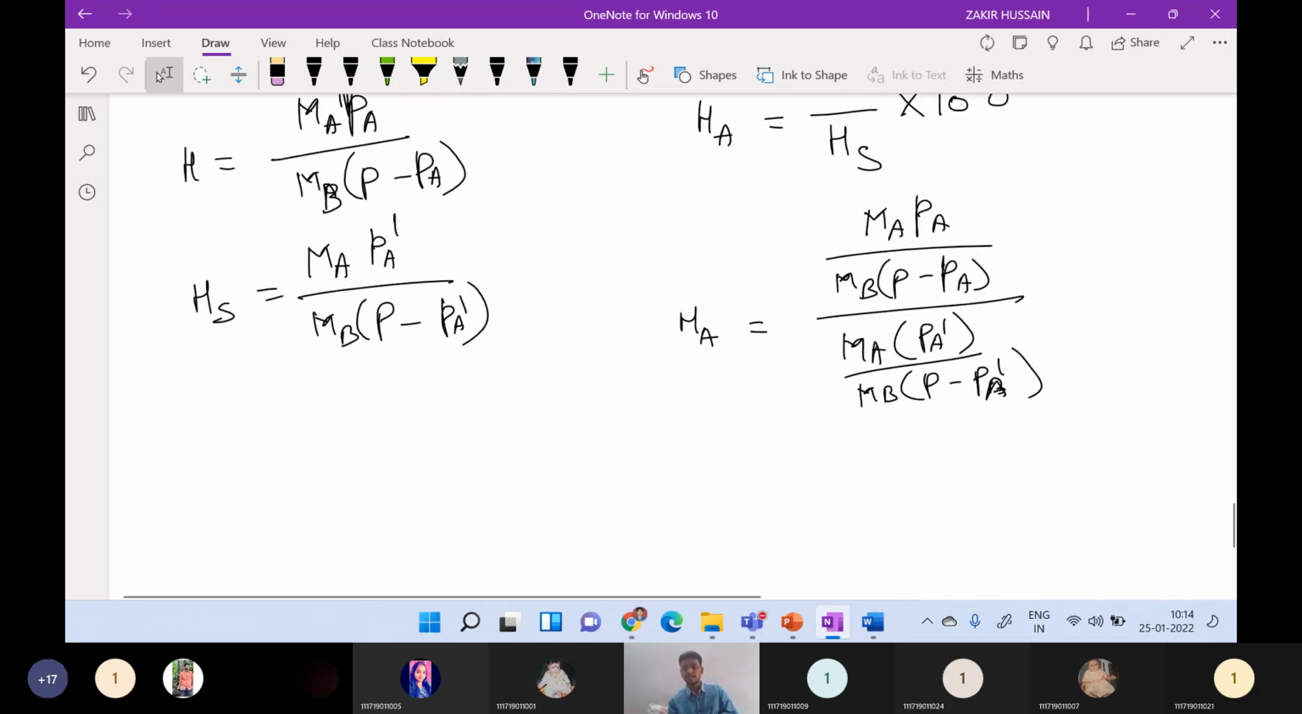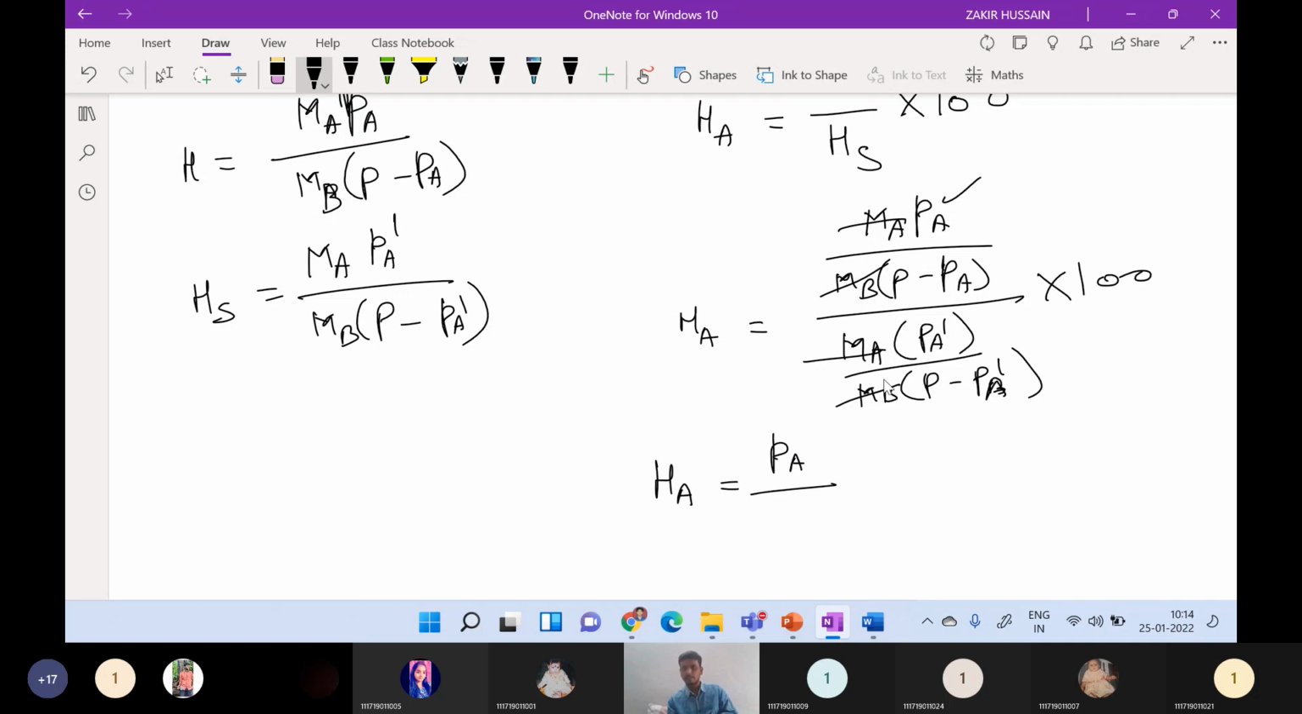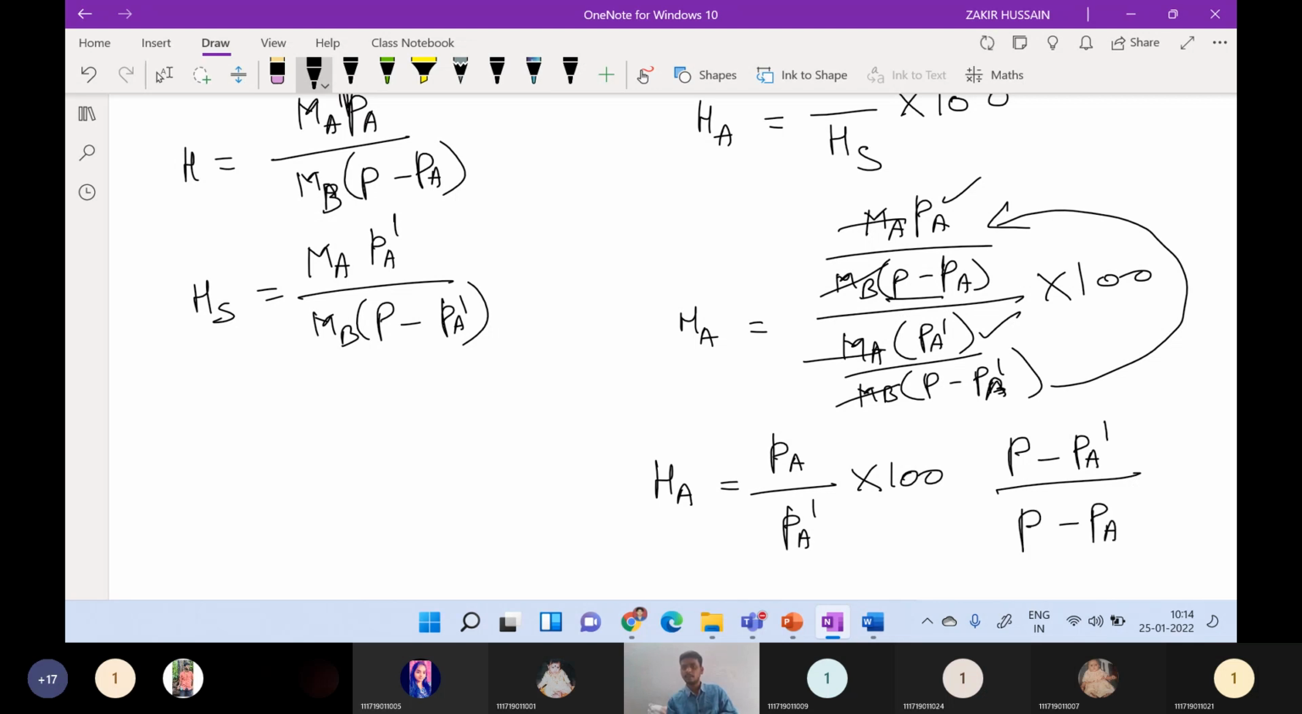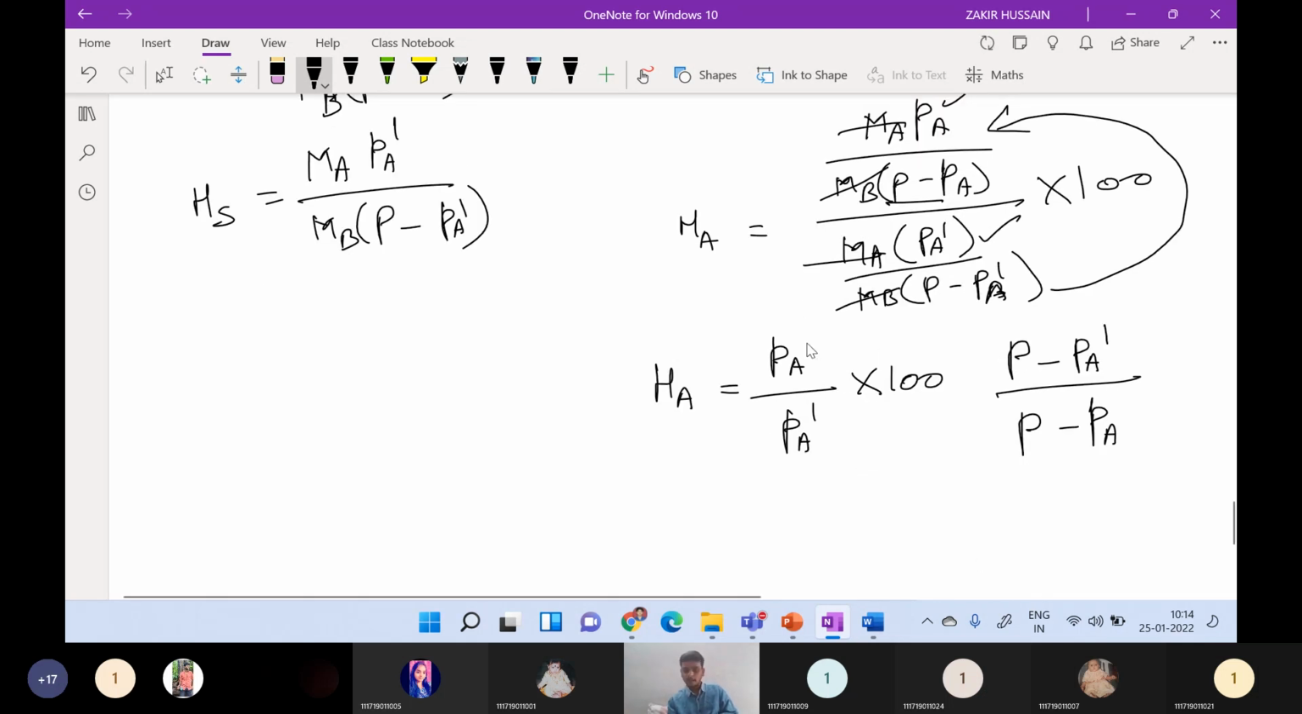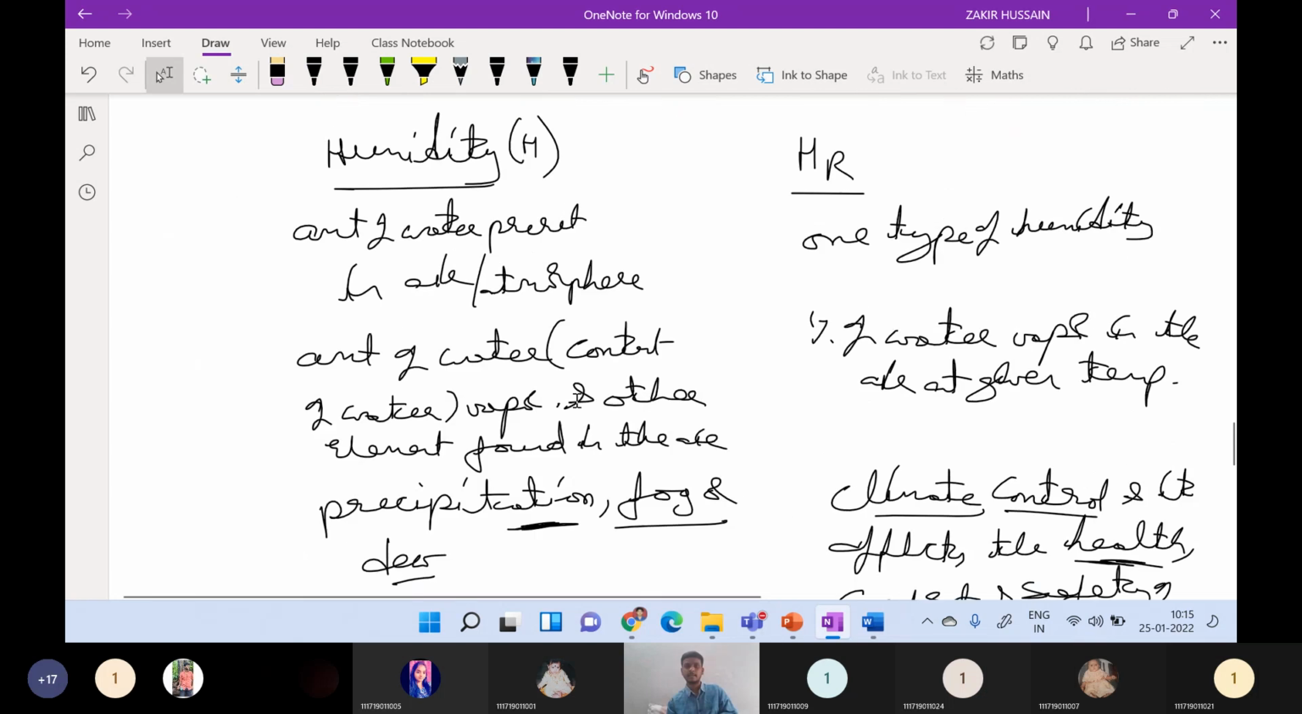Now we can cancel out this MB. Therefore, the left out terms, with the 100 here: your percentage humidity is equal to partial pressure PA divided by vapor pressure PA dash, with the 100 on this side, and the remaining terms go to the extreme numerator, that is total pressure minus vapor pressure, divided by total pressure minus partial pressure. We know that partial pressure divided by vapor pressure into 100 is the earlier equation we have seen.